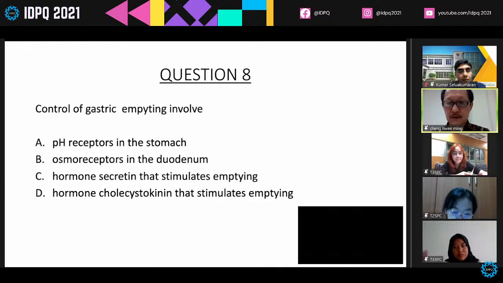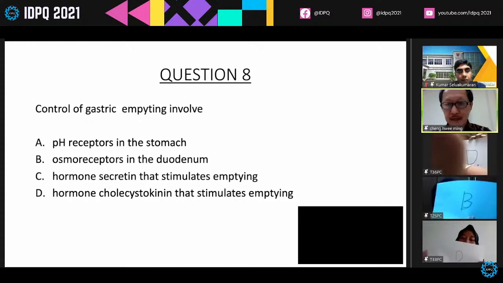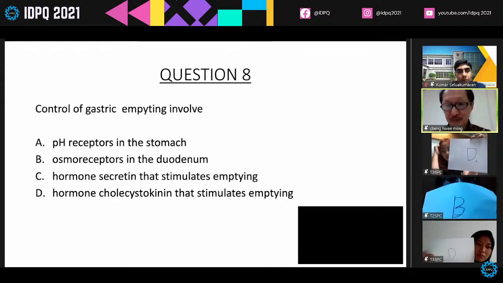Okay, time's up. Okay, pH receptors are involved, but it is in the duodenum. So A is not the answer. Both hormone secretin and cholecystokinin inhibit emptying. So the answer we want is actually B. So team 36, B is wrong. Team 25, B is correct. And team 33, B is incorrect.